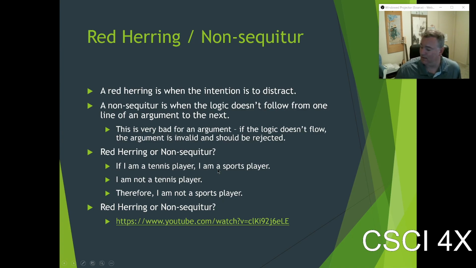This is denying the antecedent. It is a formal fallacy, and it's also technically a non sequitur. It's not a red herring because it doesn't seem malicious, right? It doesn't seem like I'm trying to make the mistake. If I was trying to make the mistake, it'd be a red herring.